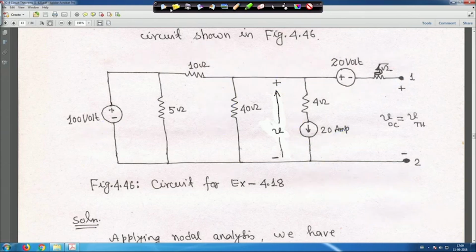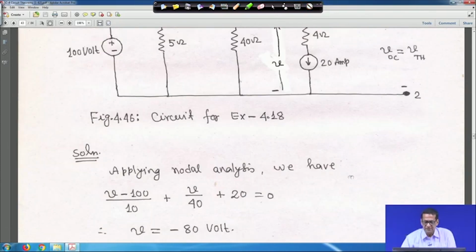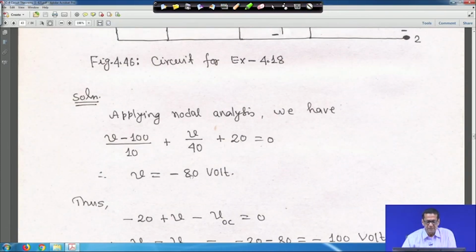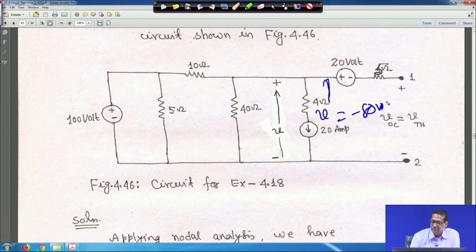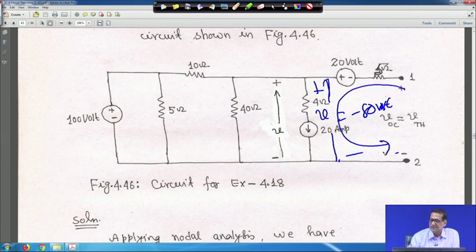So, let me clear it. If it is so, then V is equal to, whatever I wrote, you will get minus 80 volt. Now, V you are getting as minus 80 volt, that means this voltage, this is V, same thing. Suppose whatever we have got, we will write, this is minus 80 volt, with plus and minus as marked. Now, you apply KVL like this.